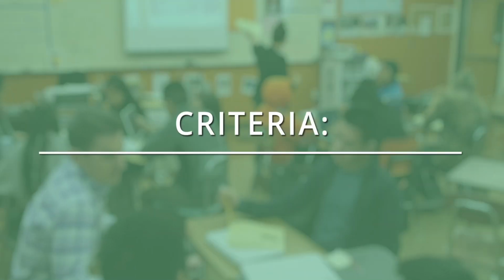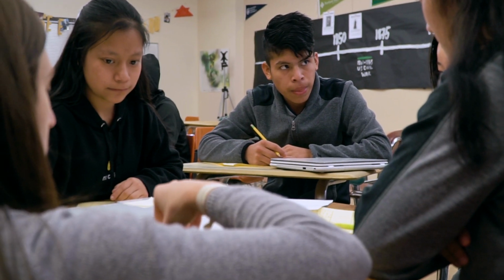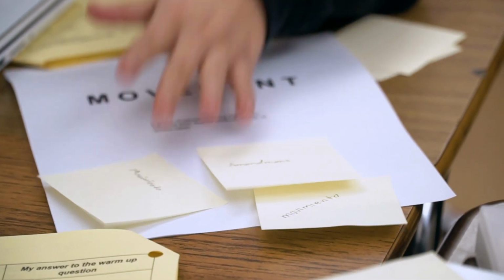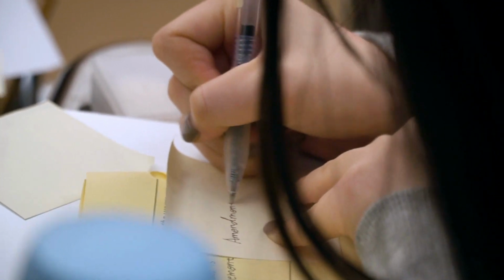Use the following criteria to choose these words. Words that are central to understanding the text. Words that are frequently used in the text, or those that might appear in other content areas, and especially those with multiple meanings, affixes, or cross-language potential. The panel mentions a concept that may seem counterintuitive. It states that a student's lack of familiarity with words is not always a sufficient reason for selecting words for in-depth instruction. The goal is to choose unfamiliar words that are central to the understanding of the passage.